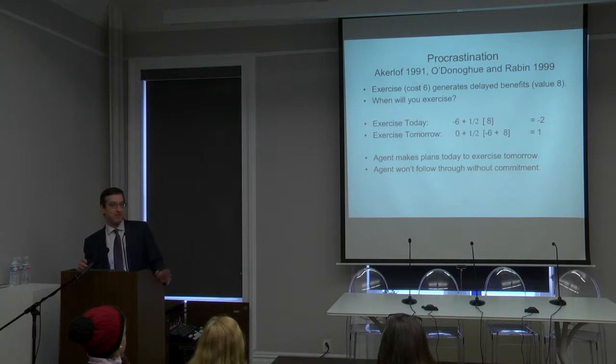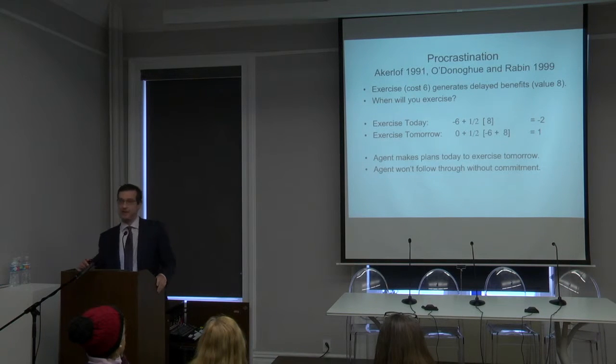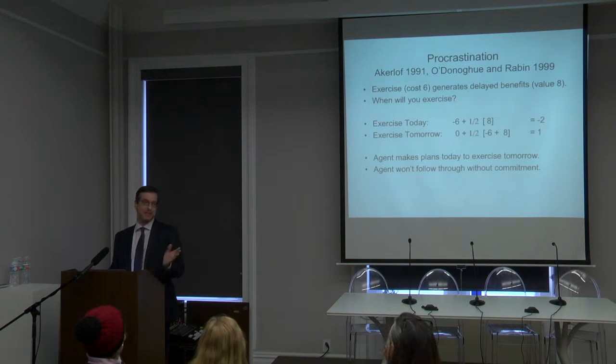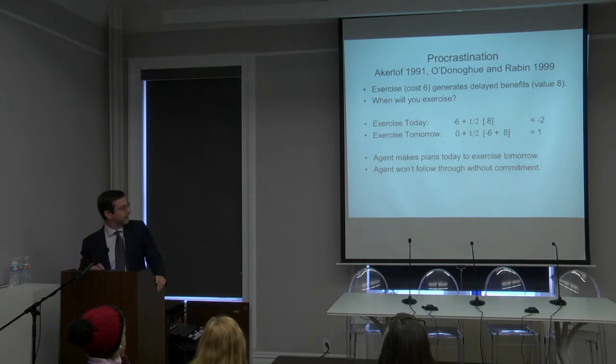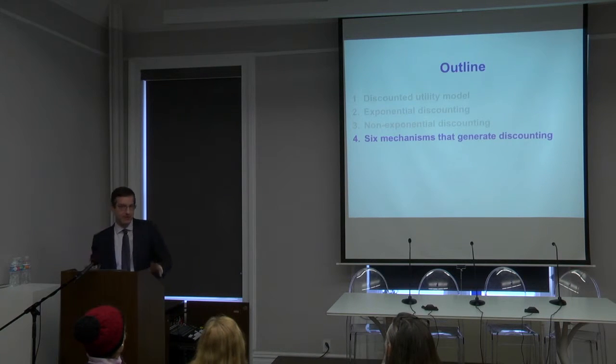So agents in these models are not dynamically consistent. They plan today to exercise tomorrow, and they will not follow through unless they find some ways to commit themselves. And we can talk about all the ways that we humans do and don't get around to making those commitments. Happy to share the slides, by the way, if anyone wants them.